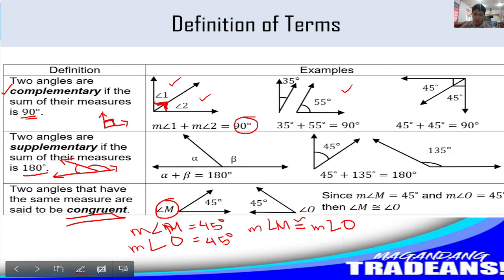So pause for a while so that you could copy the definition and some of the examples.